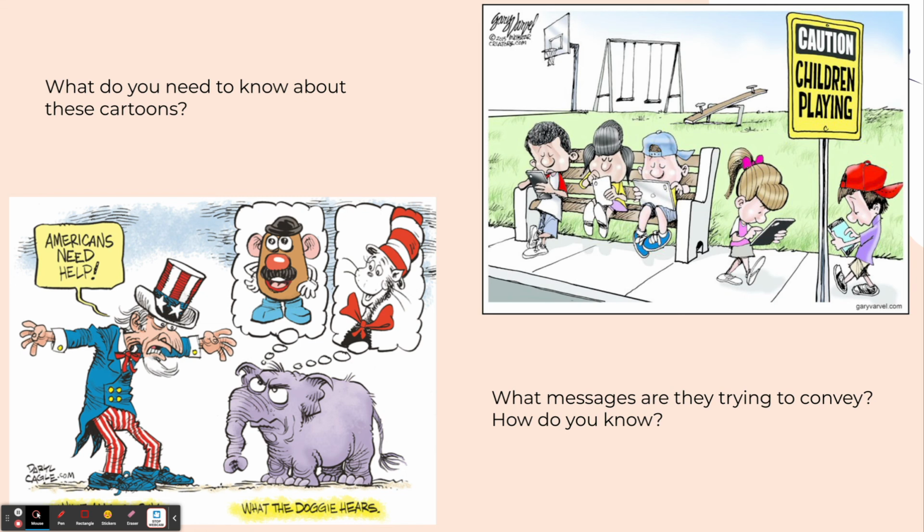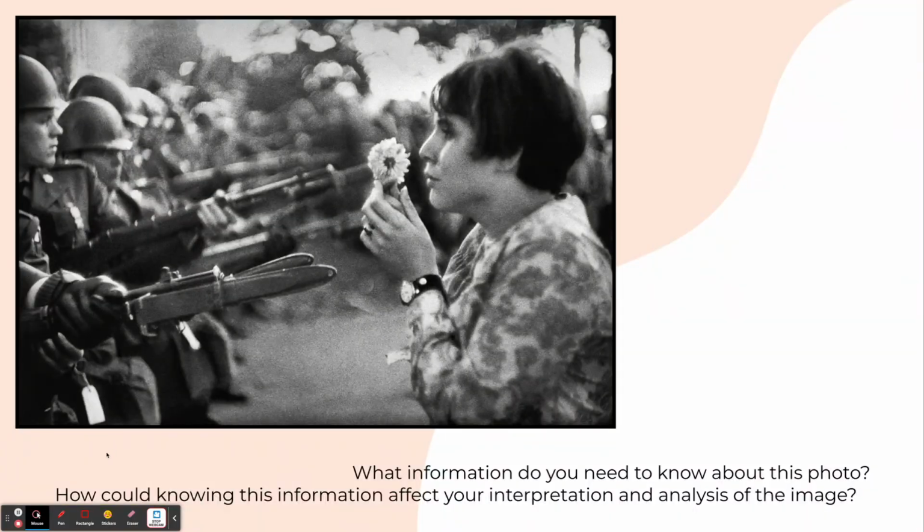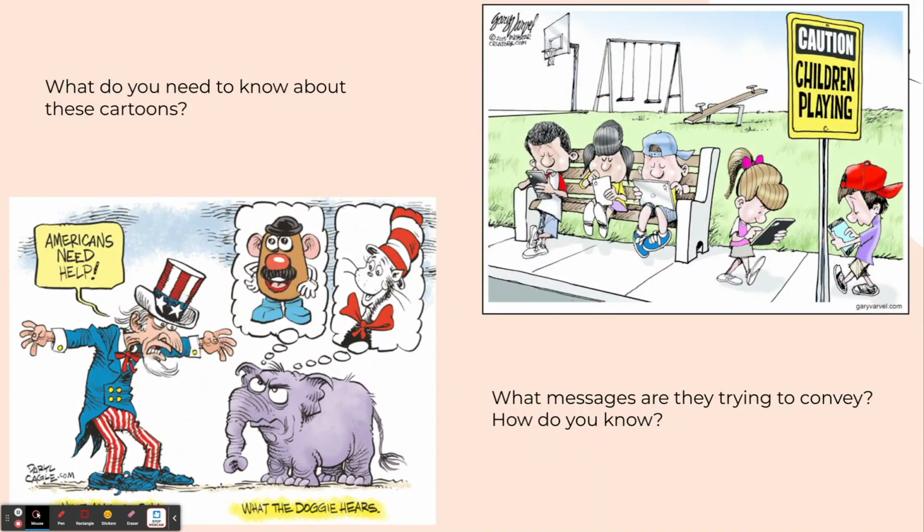And so here we go. We have Uncle Sam saying, Americans need help. And the writing just underneath Uncle Sam says what Americans are saying. And then it says what the doggy hears. And if you think about what a dog does when it's with its owners or when it's on a leash, it's being followed by commands, right? Or being controlled by commands. And so you have to think, who's that Republican Party commanding, or who is commanding the Republican Party?